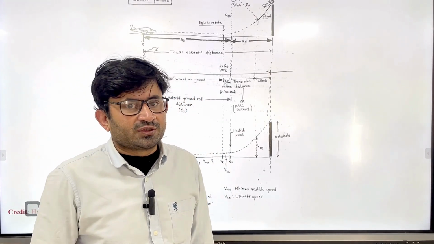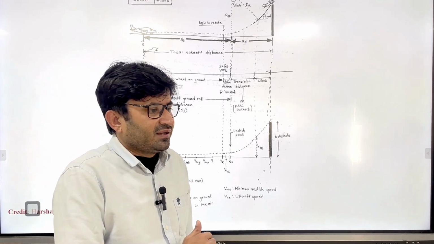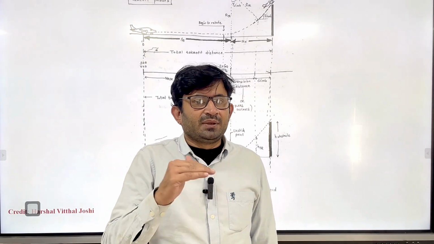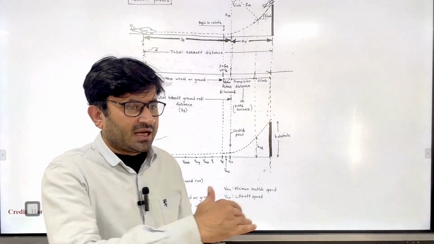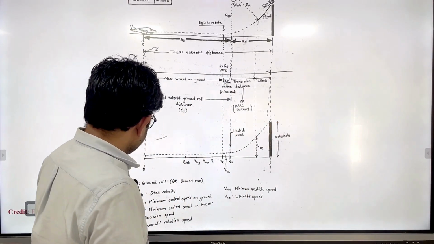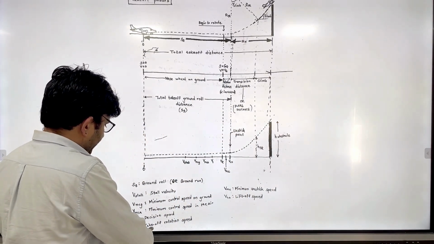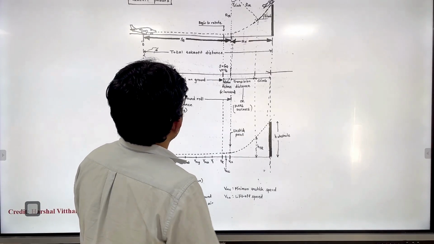I'm trying to explain two speeds. In the previous slide, I just said minimum control speed, but here there are two minimum control speeds, on the ground as well as in the air. Right? VR is the takeoff rotation speed.